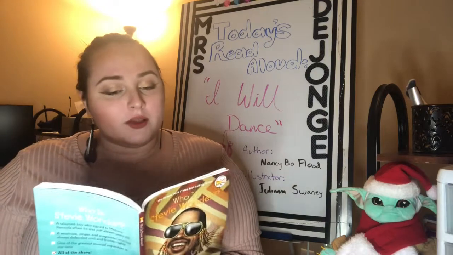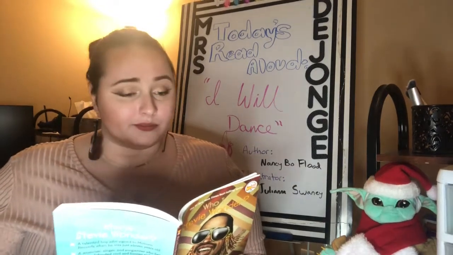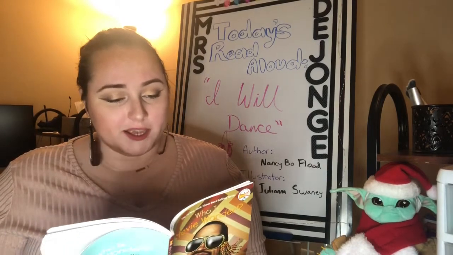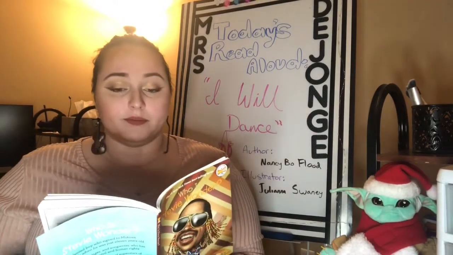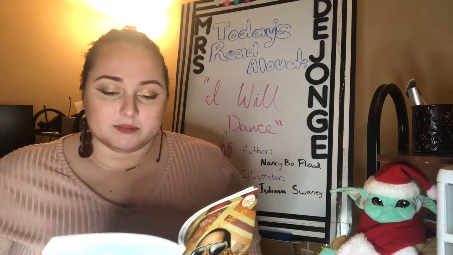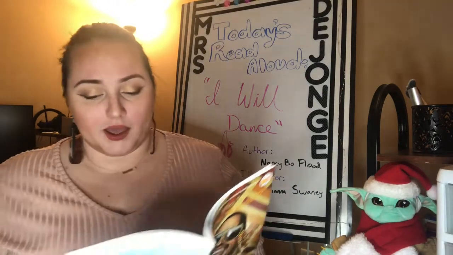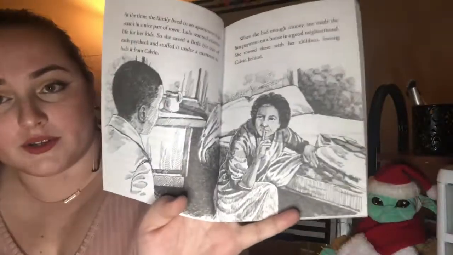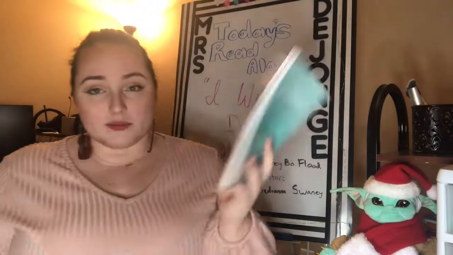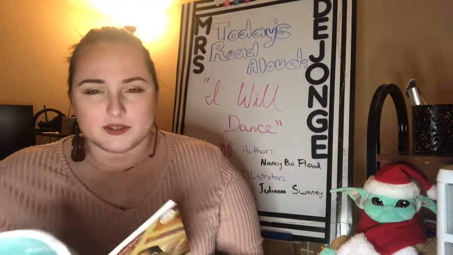At the time, the family lived in an apartment that wasn't in a nice part of town. Lula wanted a better life for her kids, so she saved a little bit out of each paycheck and stuffed it under her mattress to hide it from Calvin. When she had enough money, she made the first payment on a house in a good neighborhood. She moved there with her children, leaving Calvin behind. So as you can see, there's Lula, which is Stevie's mom, stuffing a bunch of coins under the mattress that she could save up to get away from his dad, because he wasn't a very nice man.